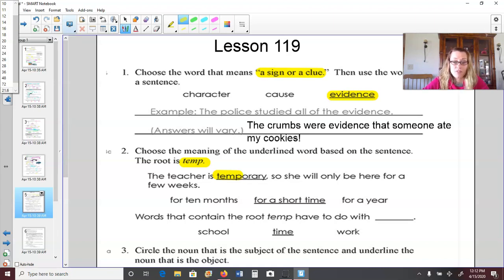So does that mean for 10 months, a short time, or a year? Well, a few of something is not very many. So temporary means for a short time. Words that contain the root temp have to do with what? Does it have to do with school, time, or work? And it has to do with time. Temporary is a short time.